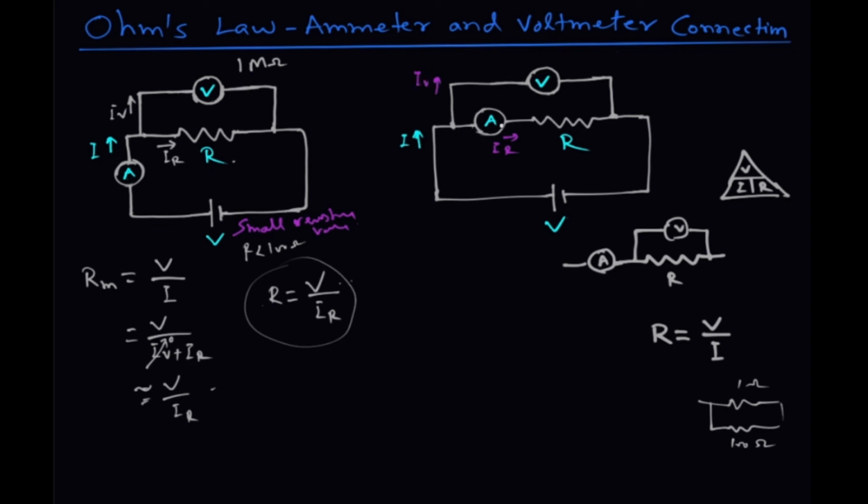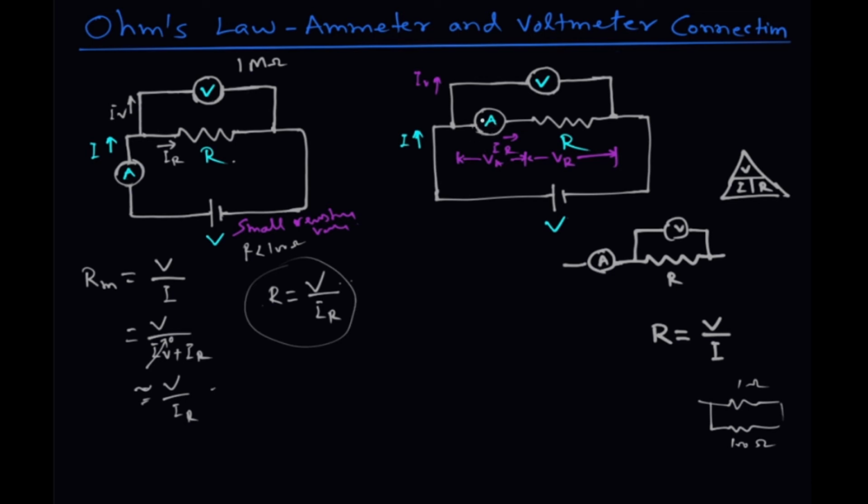Here you can see that this current is accurately measured, and this is not giving the voltage across the resistance. In addition to the voltage across the resistance, it is also taking the voltage across the ammeter. Let this voltage be VA, and this voltage be VR. VR is the voltage across the resistance and VA is the voltage across the ammeter.